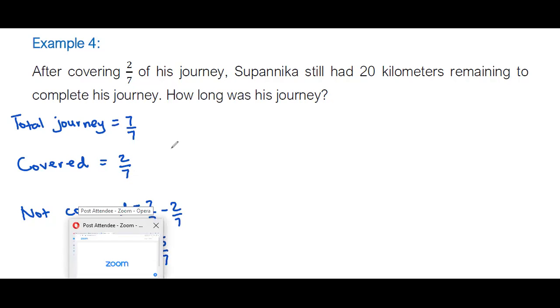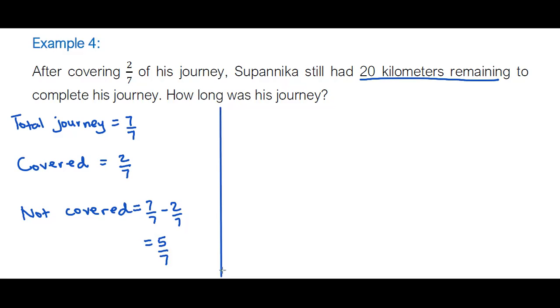Is that okay? Okay. Now, still he had 20 kilometers remaining to cover. So it means that here we have 5 out of 7 remaining to cover. Here we have 20 kilometers remaining to cover. So it implies that 5 out of 7 of the total journey is the same as 20 kilometers. So to get the total journey, we will get the remaining journey, which is 20. We divide it by the remaining fraction, which is 5 out of 7. So we get 20 divided by 5 out of 7.